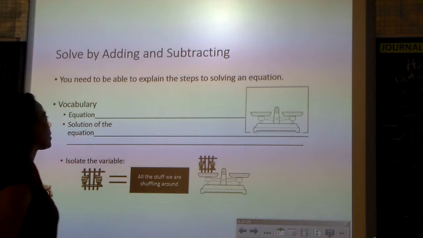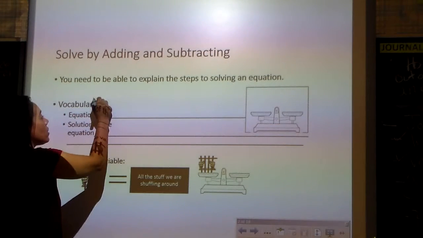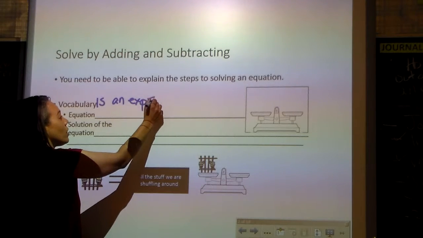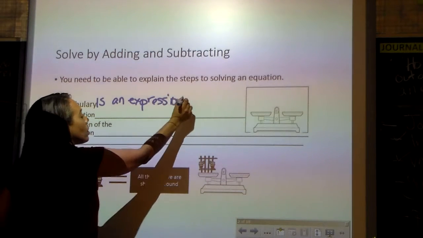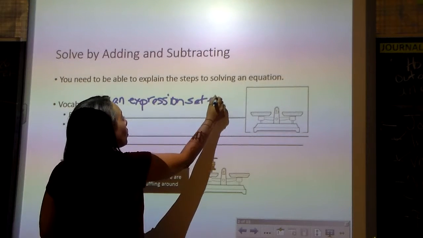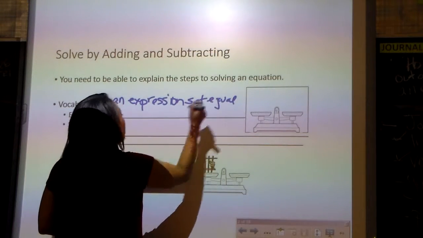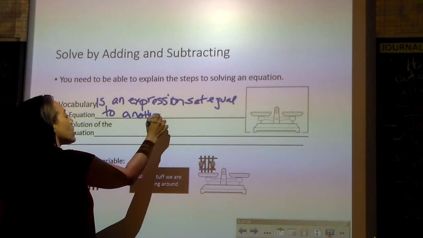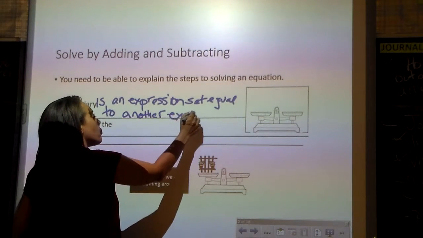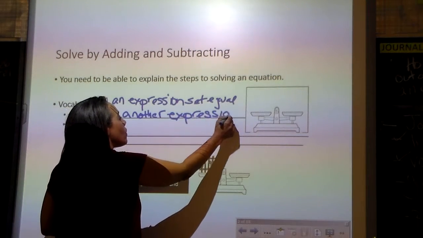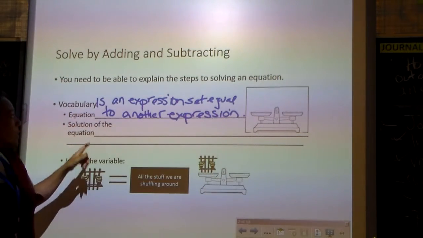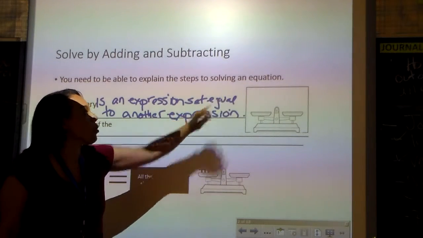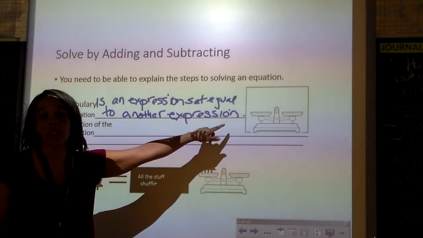So go ahead and write this in. An equation is an expression set equal to another expression. So that says an equation is an expression set equal to another expression.